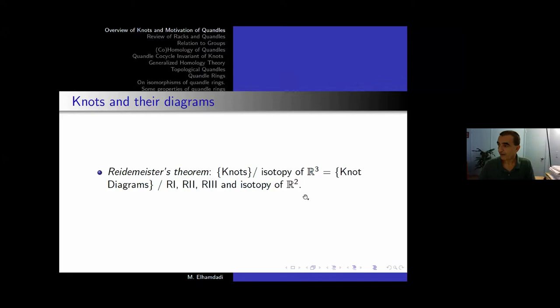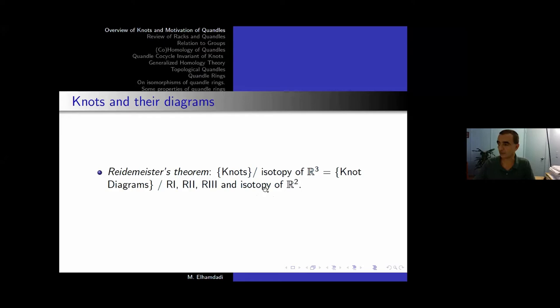Now, this is the Reidemeister theorem. As I mentioned, Reidemeister told us that to study knots in three-space, the knots in three-space modulo isotopy is the same thing as knot diagrams in R2 modulo Reidemeister move 1, Reidemeister move 2, and Reidemeister move 3, and continuous deformation in R2. We call it also isotopy.